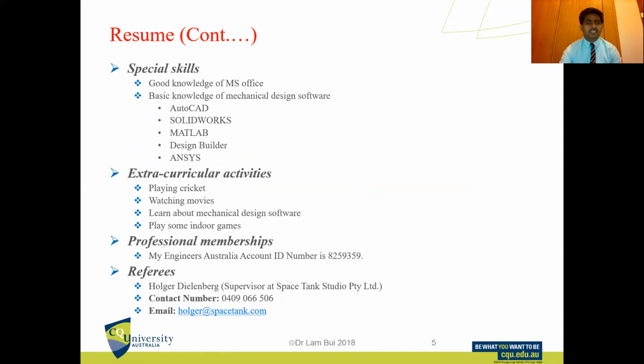I have some special skills like good knowledge of MS Office and basic knowledge of mechanical design software like AutoCAD, SolidWorks, MATLAB, Design Builder, and ANSYS. Also, I provided a reference of my supervisor at Space Tank Studio.